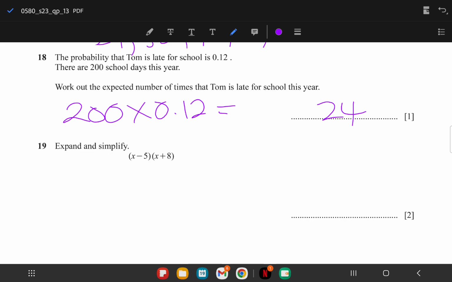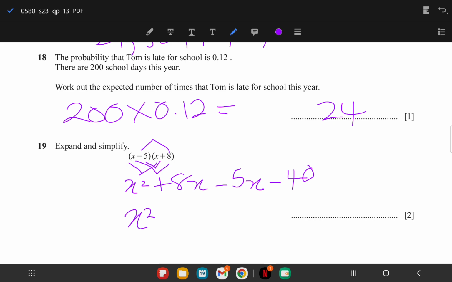Next one, expand and simplify that. Okay, so I start with my x's. x times x will give me x squared. x times 8 will give me plus 8x. And then minus 5 times x will give me minus 5x. And then minus 5 times plus 8 will give me minus 40. I then simplify it by grouping like terms. So I have x squared, 8 minus 5, that's 3, so plus 3x minus 40. And that is our final answer there.